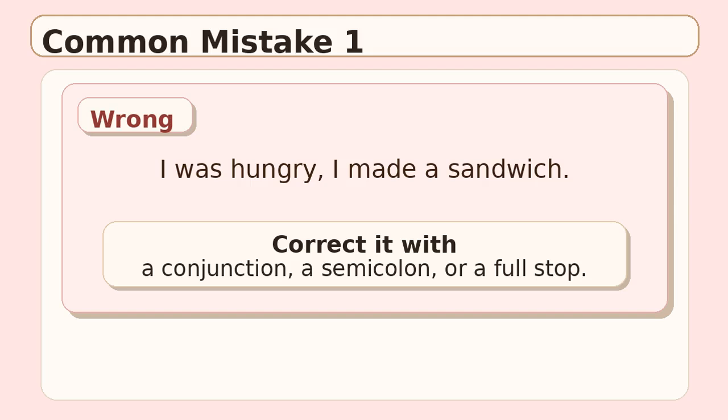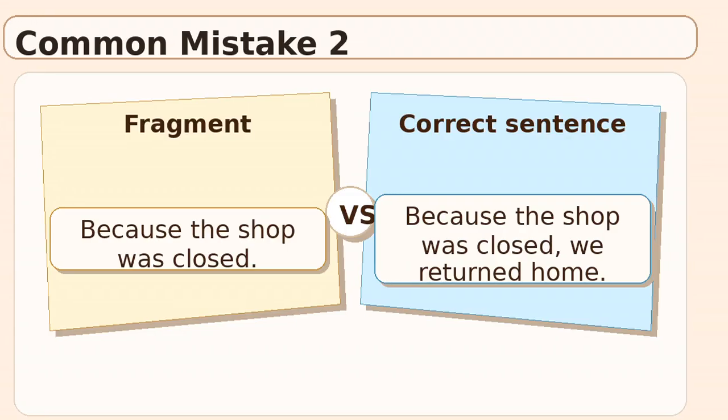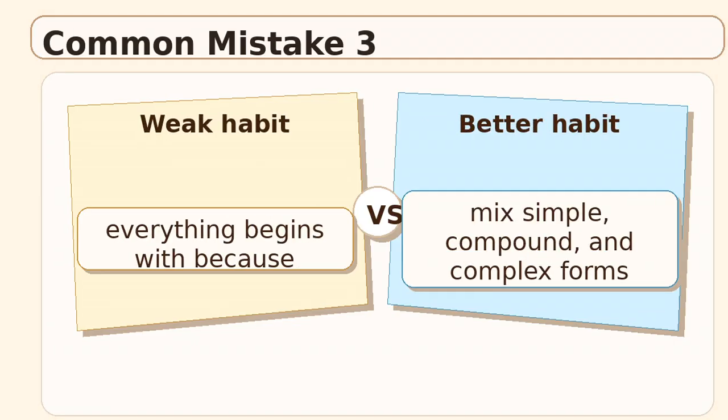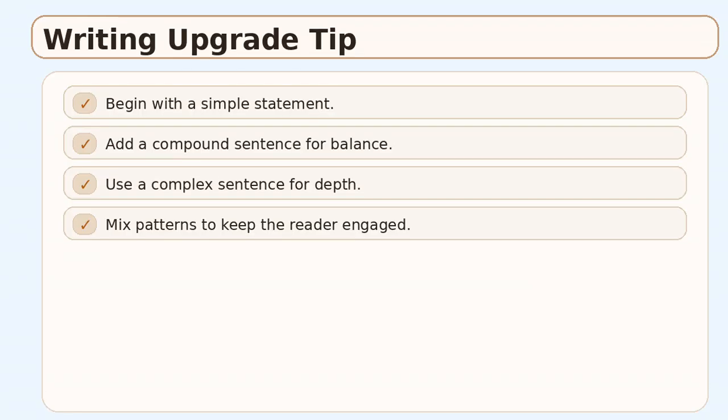A very common mistake is to join two complete sentences with only a comma. This error is called a comma splice, and it should be corrected. Another mistake is to write a dependent clause as if it were a full sentence. A dependent clause needs a main clause to complete the meaning. Some learners overuse because and create awkward or repetitive writing. The solution is not to avoid complex sentences, but to vary your structures wisely. If all your sentences sound alike, your writing feels flat. A smart writer uses sentence variety on purpose.